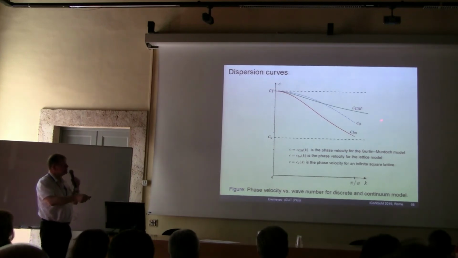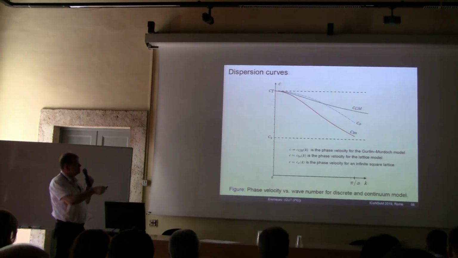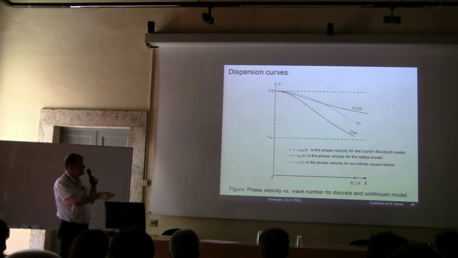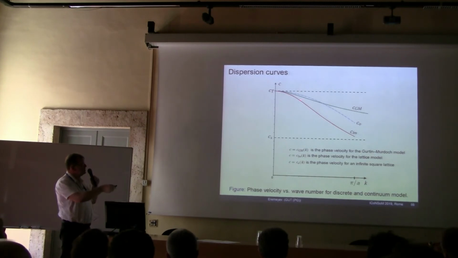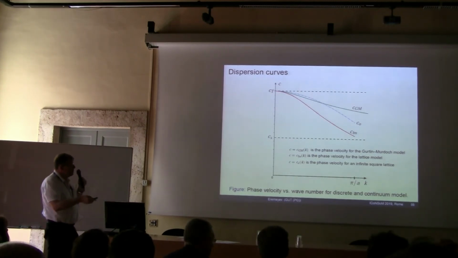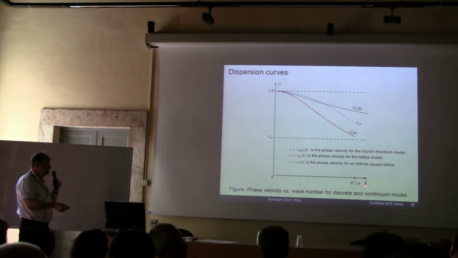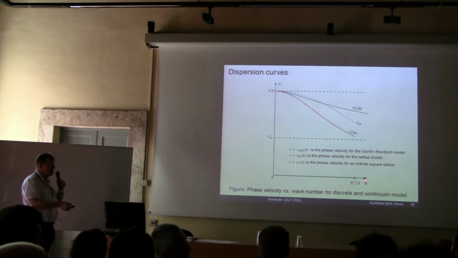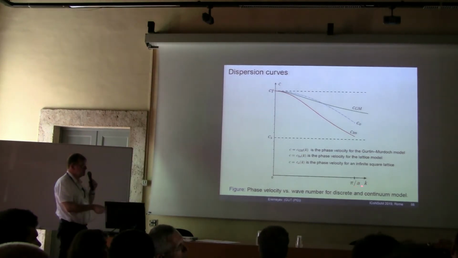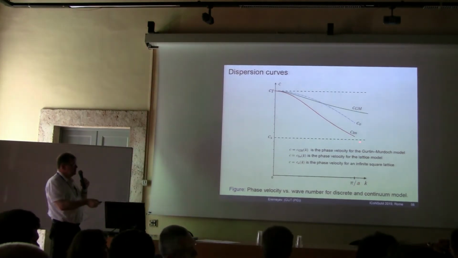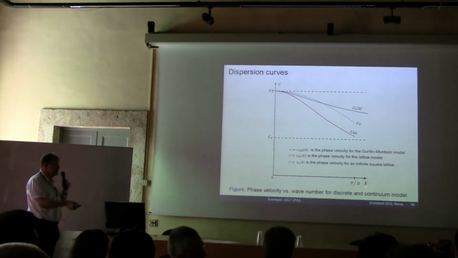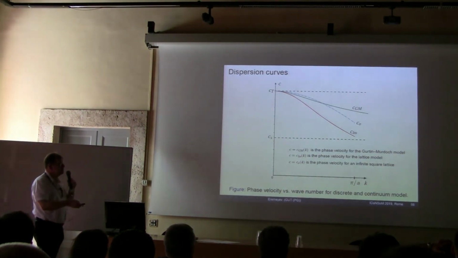We have the Gurtin-Murdoch model, we have some curve for the infinite lattice, and in our lattice model you can see similar behavior. Okay, but here we have a discrete model, and let us consider what is going on when a, which is a characteristic length of the lattice cell, goes to 0, what it will be in this case.